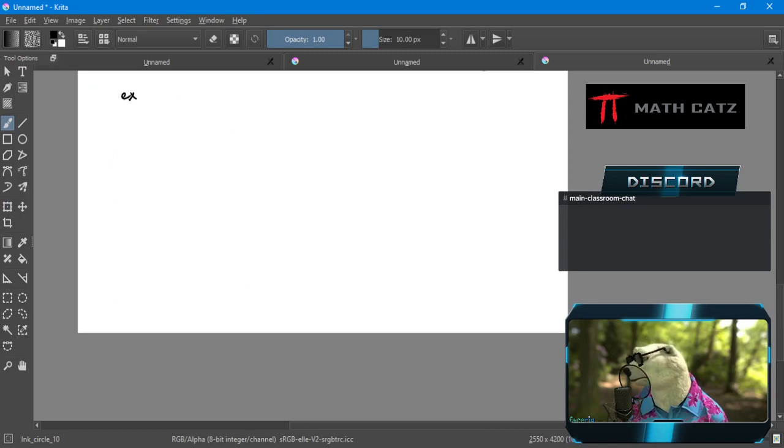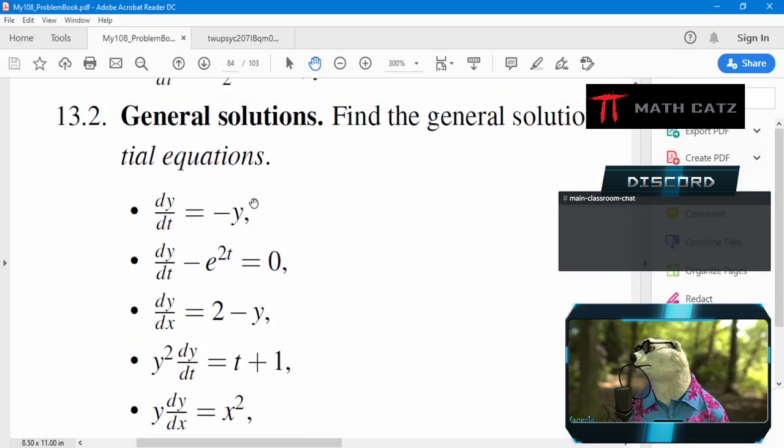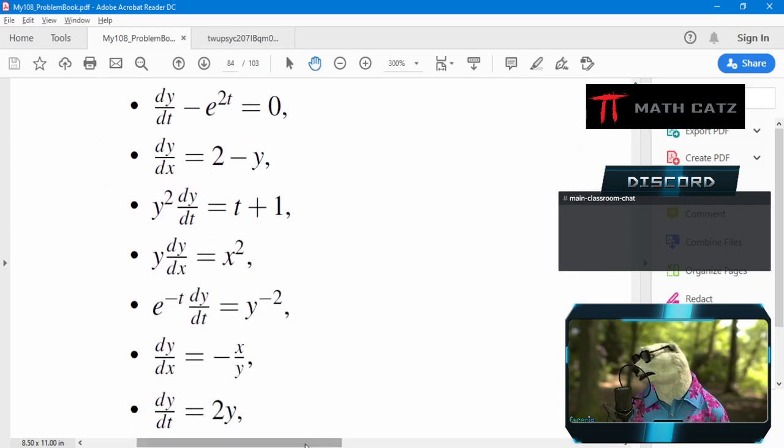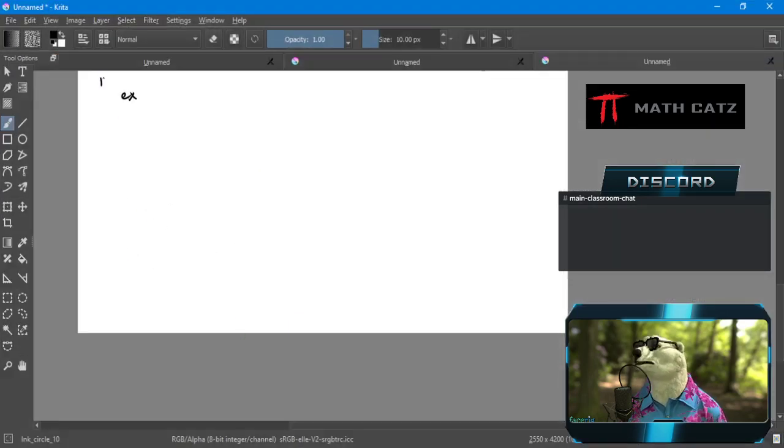So this is now in 13.2, dy/dt minus e to the 2t equals 0. This is a differential equation because it has a derivative in it, which means my answers are going to be functions, this time functions in t.